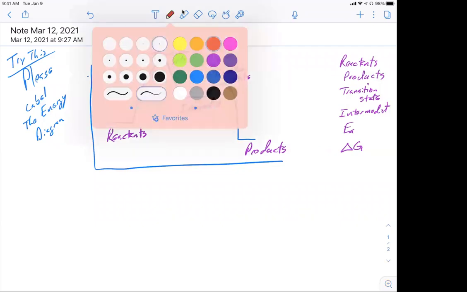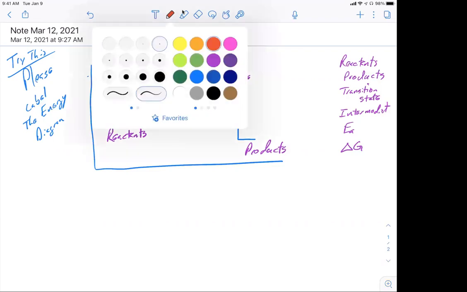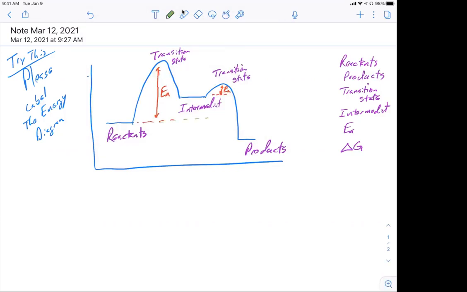If we look at the distance between our reactants to the top of our transition state, this is our energy of activation. We also have another one over here, a smaller energy of activation. And then if we look at the difference between the energy of our reactants and our products, that gives us our delta G. And in this case, we see that delta G is negative. Okay, so you should be able to do this type of problem. Any questions about this one?